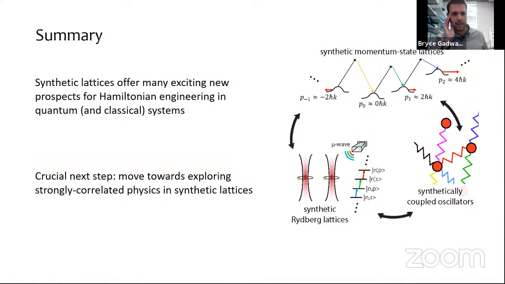Okay, and the summary is just these synthetic ideas. They are a bit silly, but they can get you a lot in terms of Hamiltonian engineering. And I'd say the real next step for this field, though, is moving towards strongly correlated physics to really sort of take advantage of all that they give you, but pushing it to a regime where you can't calculate things.